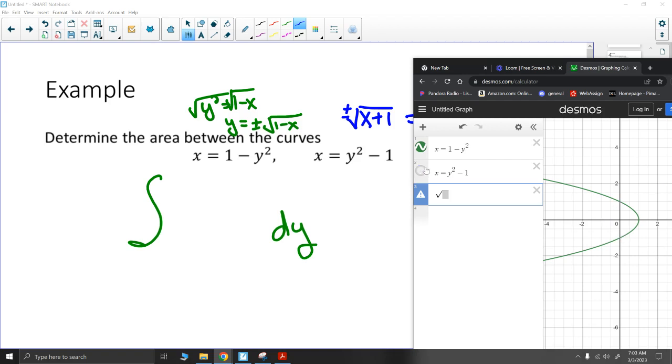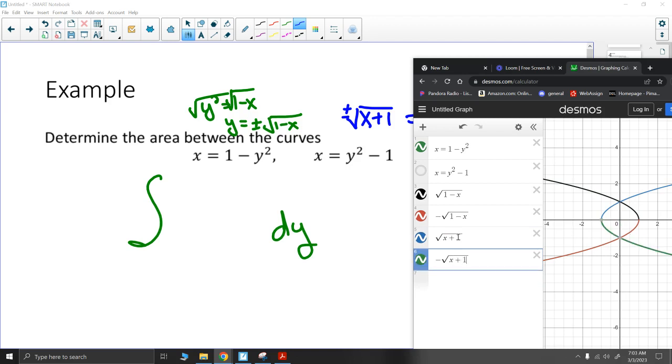But let's take a look first on this green one. The square root of 1 minus x is this upper side here, and so the negative of it would be the lower. And so essentially you'd have to break this singular equation up into two things. And we do the same thing over here, square root of x plus 1 for the upper, and negative square root of x plus 1 for the lower.